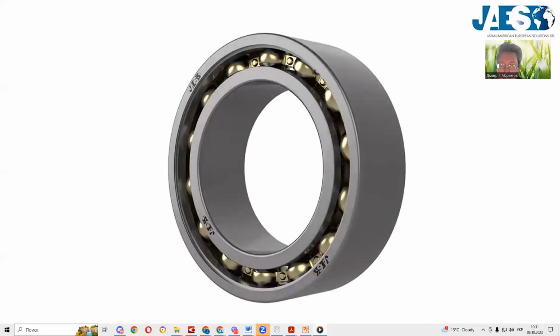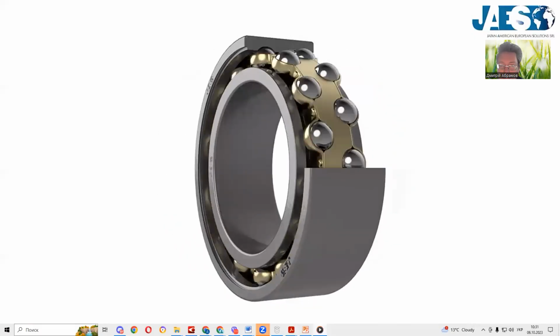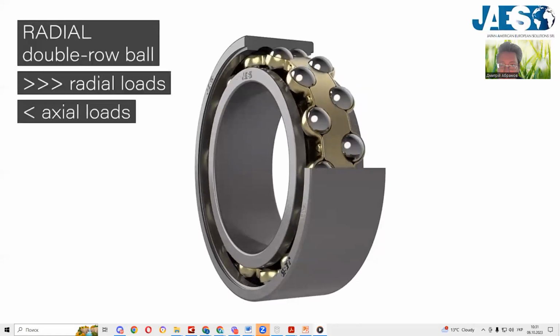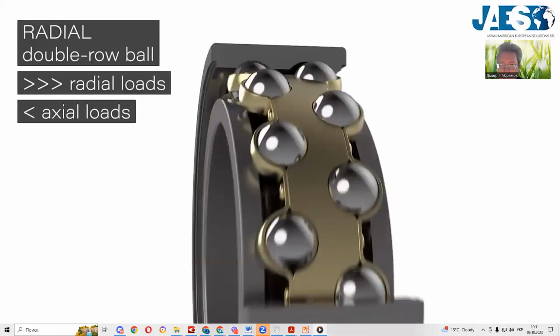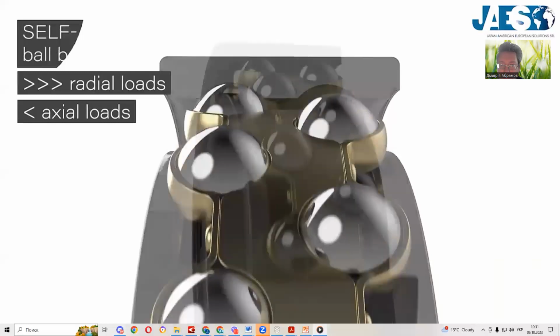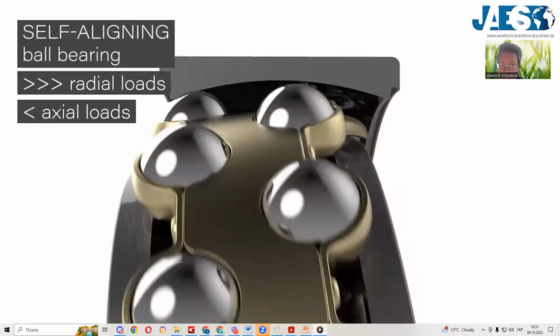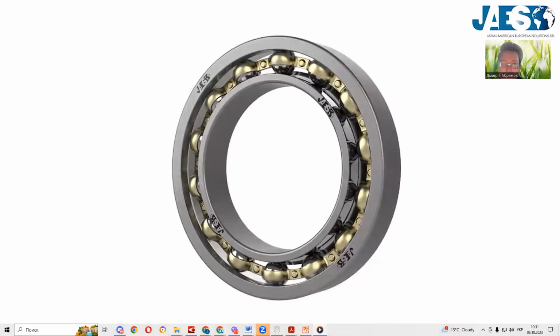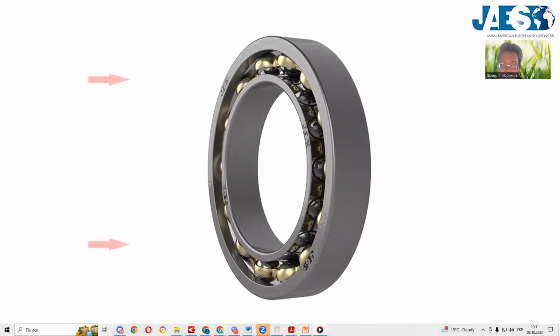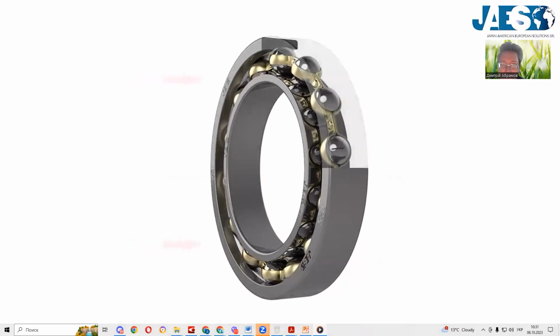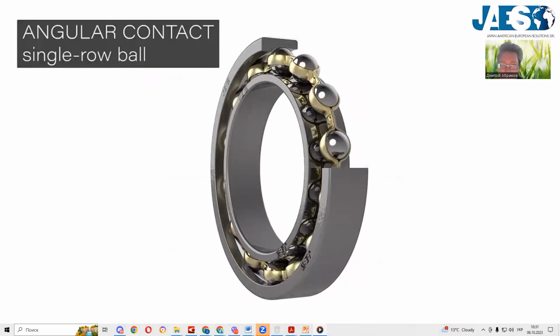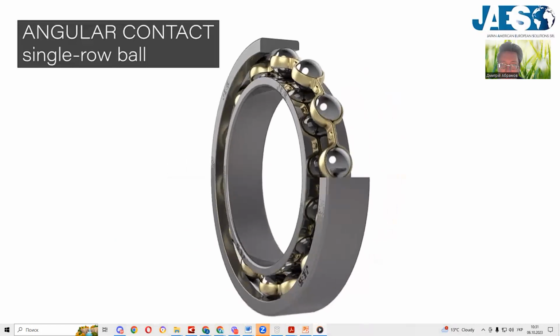Ball bearings are among the most widely used and well-known. As we have seen in our previous videos, radial single and double row ball bearings and the self-adjusting ball bearings support radial loads especially well. However, there are many cases in which there are also significant axial loads. Therefore, the single-row angular contact ball bearings were conceived.